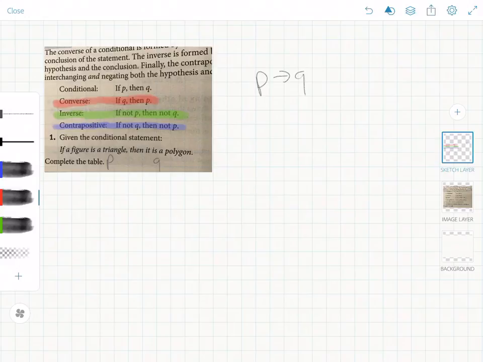For the inverse, we just negate the first statement and the second statement. So if the figure is not a triangle, then the figure is not a polygon. And for the contrapositive, we do both, change the order and negate. If the figure is not a polygon, then the figure is not a triangle. And we will examine the relative truth value of those statements in the next video.